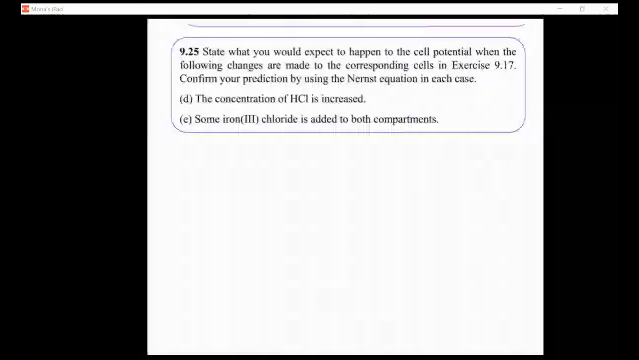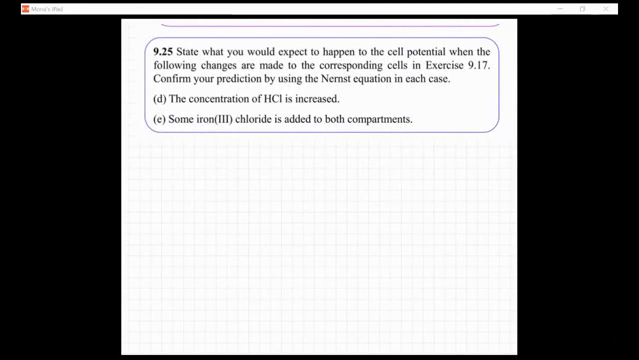Now let's go and look at another question. State what you would expect to happen to the cell potential when the following changes are made to the corresponding cells in exercise 917. Confirm your prediction by using the Nernst equation. Actually, I have to use the Nernst equation so as to be able to answer this question. Did we write the Nernst equation? Yes, actually we did. We wrote the Nernst equation for both parts.